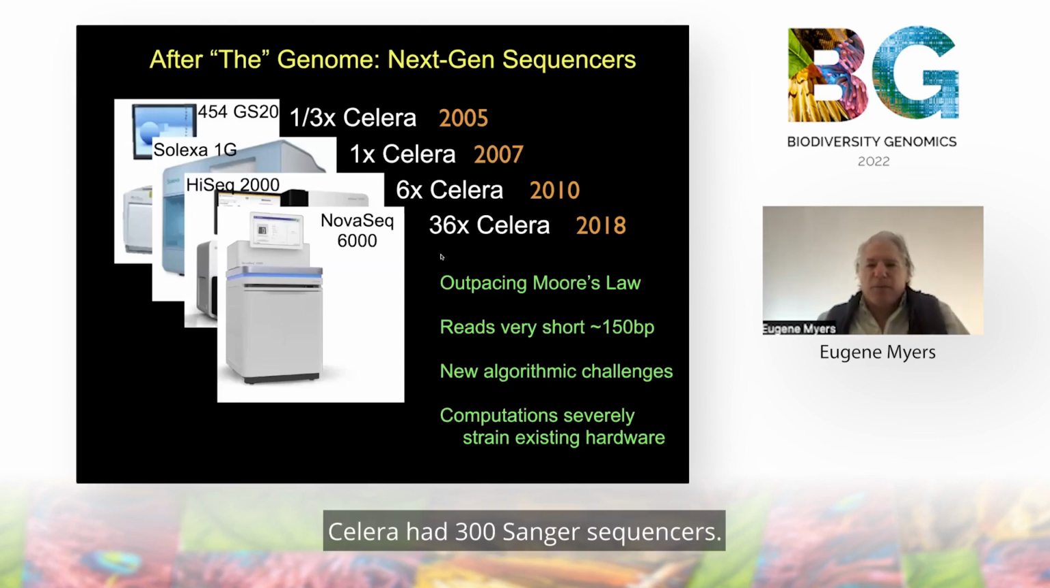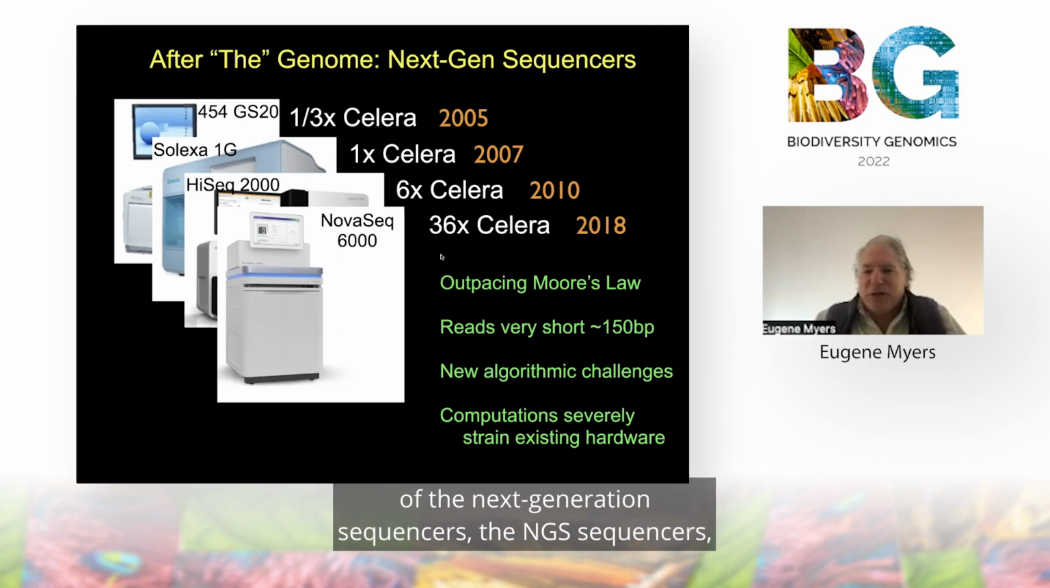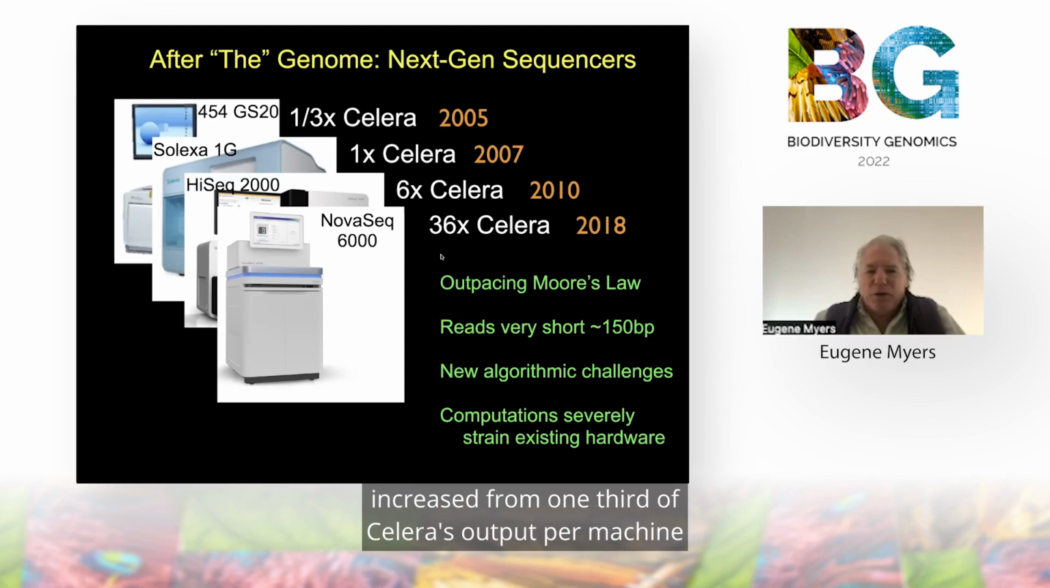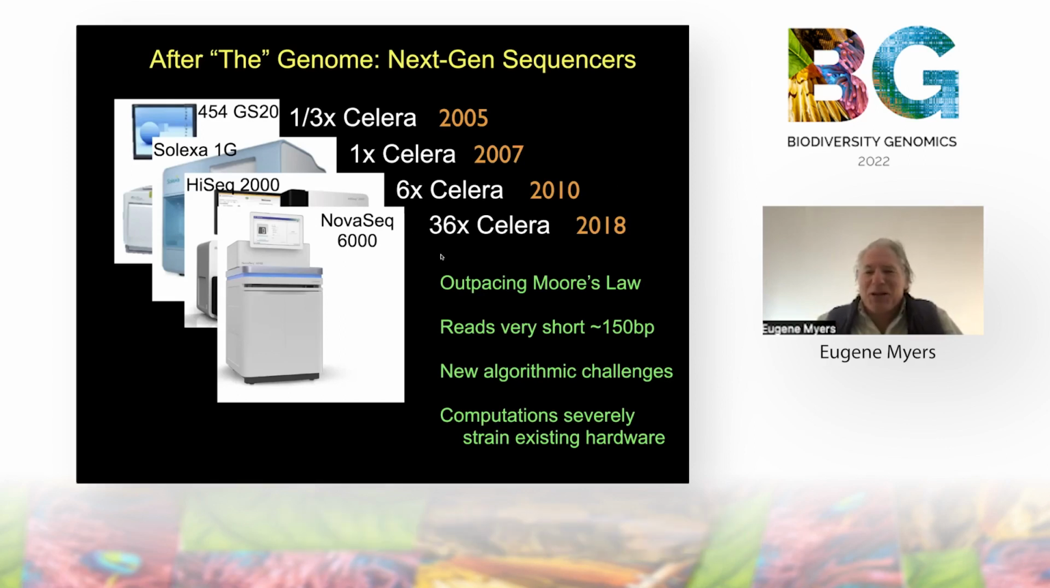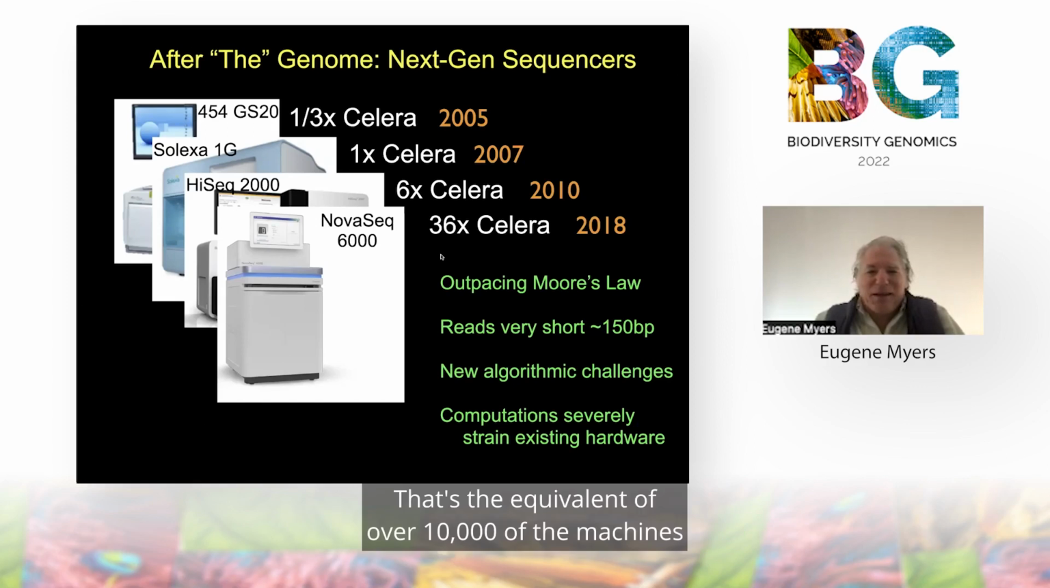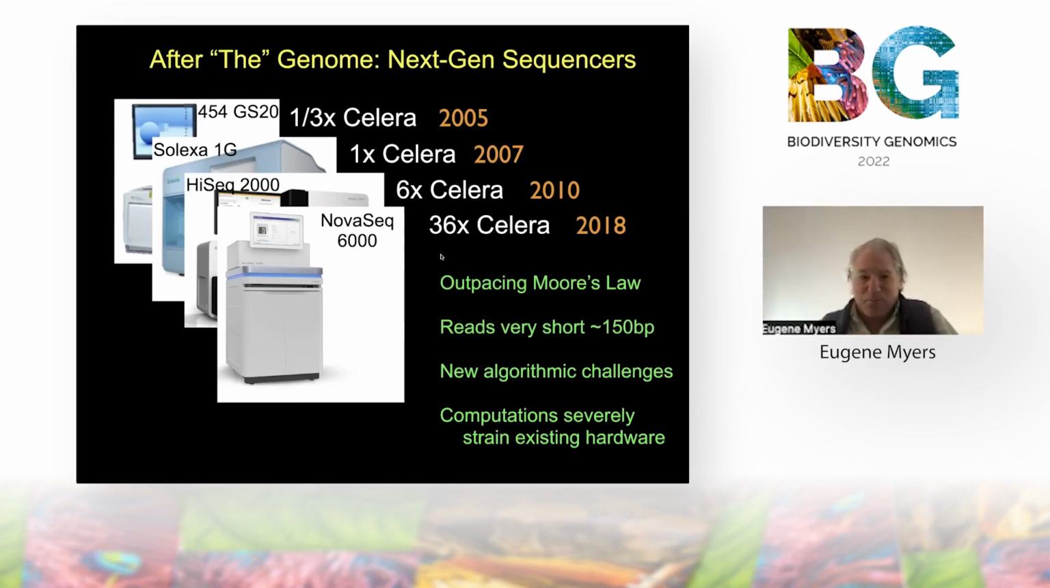Celera had 300 Sanger sequencers. Over the last 20 years, the throughput of the next generation sequencers, the NGS sequencers, increased from 1/3 of Celera's output per machine in 2005 to 36 times Celera's output today. That's the equivalent of over 10,000 of the machines we had at Celera.